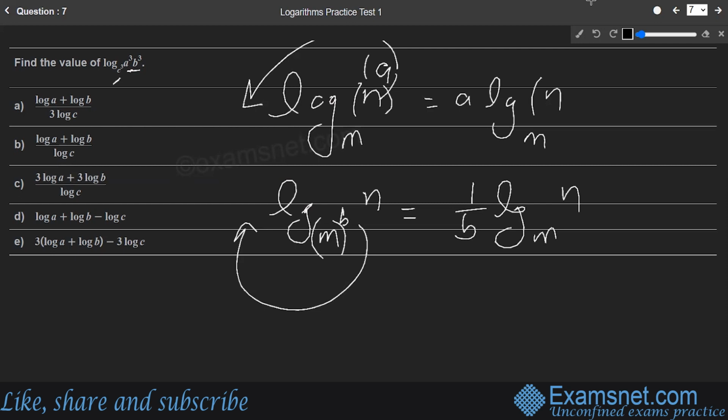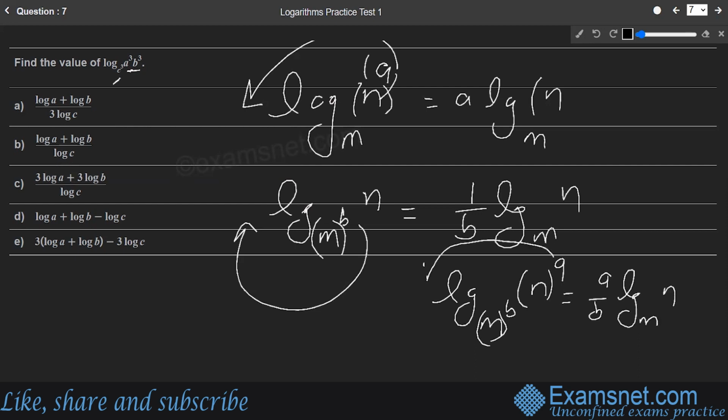If both have powers, let us take one more example combining them. Suppose the base was m with a power of b, and the number was n with a power of a. Then this can be written as a by b log base m of n. The number's power has come back in multiply form, and the base power has come back in divide form. This is the ultimate expression.